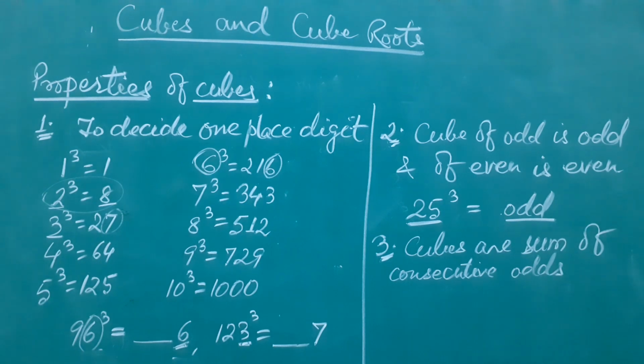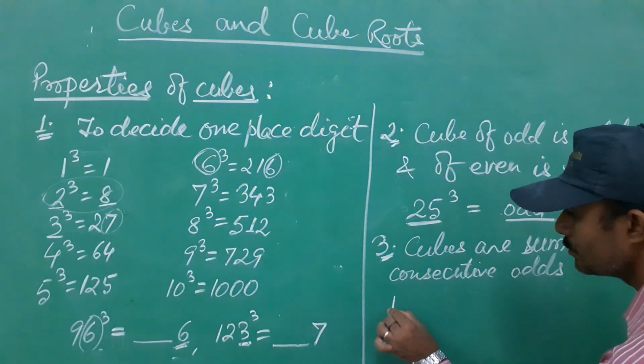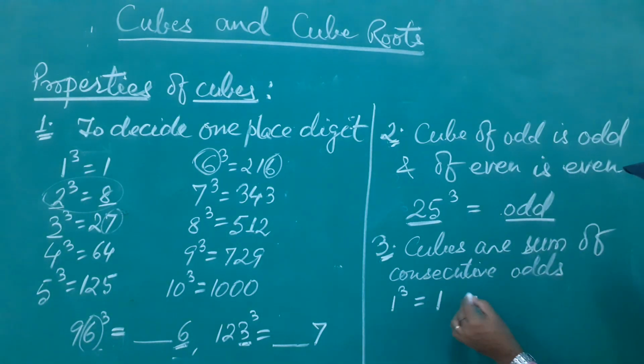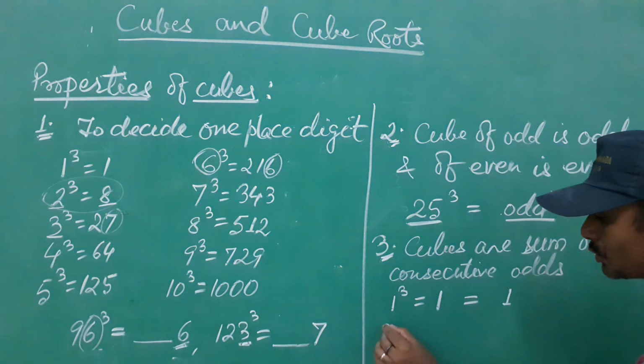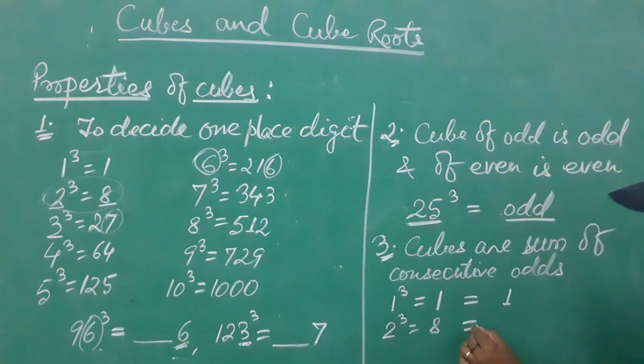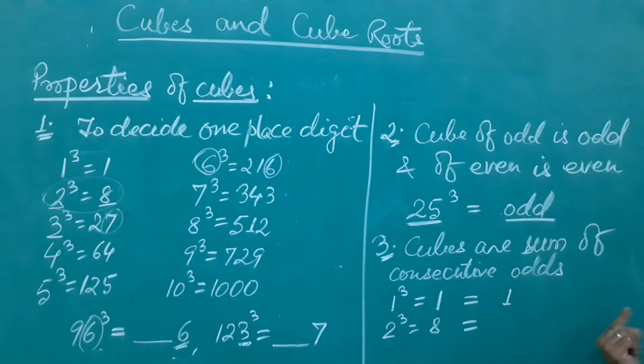Now in the next property, cubes are sums of consecutive odd numbers. 1 cube, result is 1, and it is the sum of the first odd number, only 1. Now just look at 2 cube, which is 8. This is the sum of the next odd numbers after 1. Next odd numbers are 3 and then 5. This is the sum of 3 and 5.